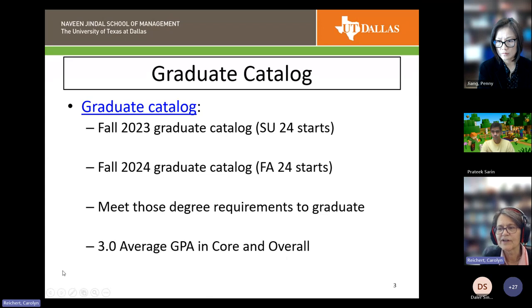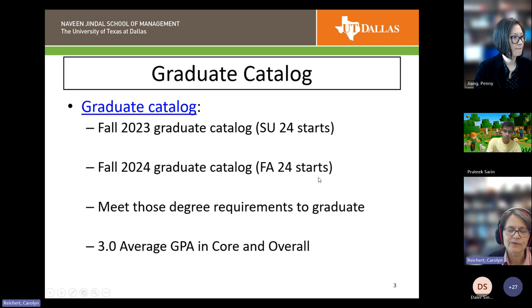You will be under the graduate catalog, and you have to follow those rules in order to graduate. If you're a summer 24 start, so your first semester starts in May, you would be under the fall 2023 graduate catalog. If you are starting in the fall, you'll be under the fall 2024 graduate catalog. There's not a lot of change between the two catalogs. But just realize that it is a different catalog and the degree requirements may be slightly different, but you have to meet those degree requirements in order to graduate.